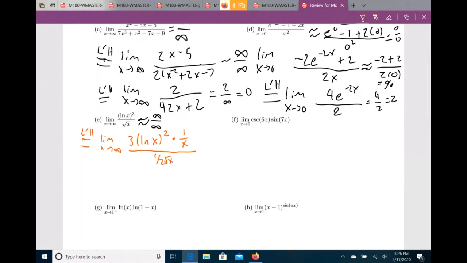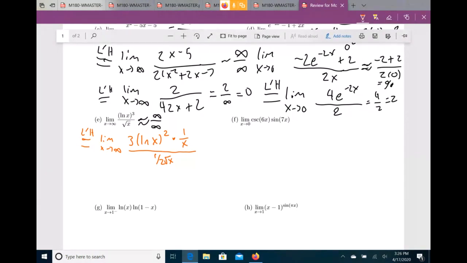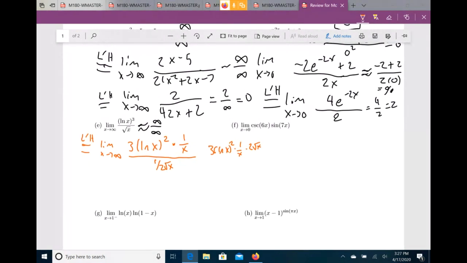Okay, so remember that dividing by a fraction is the same thing as multiplying by its reciprocal. So this is the same thing. I'm not writing the limit, I'm just altering the expression as 3 ln of x squared times 1 over x times the reciprocal of 1 over 2 root x, which is just 2 root x. So this ends up being the same thing as the limit as x goes to infinity.